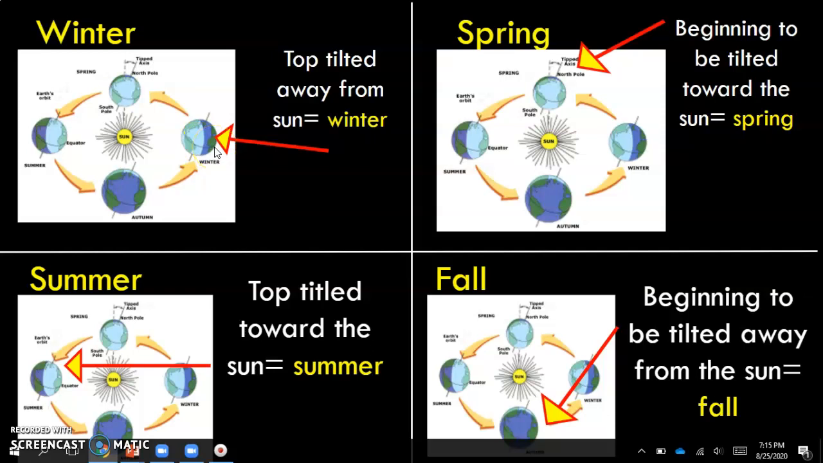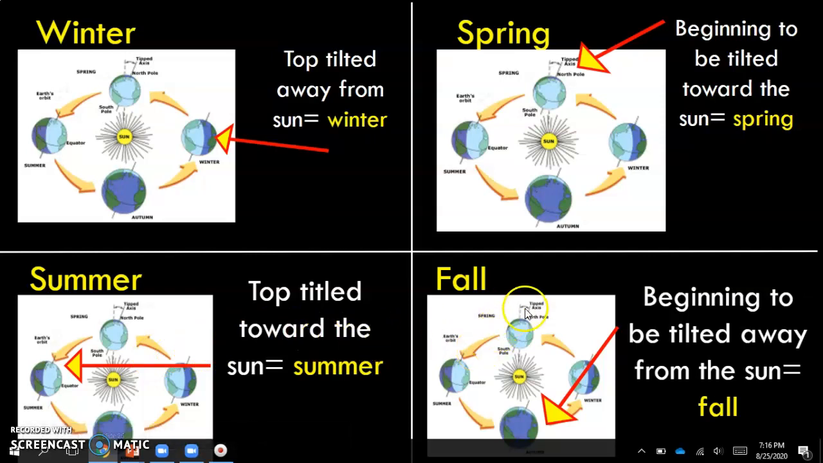These four examples are based on our experience in the northern hemisphere. Again, the northern hemisphere here is tilted away from the sun, so we are having winter at this position. Then if we move here, as we are moving along in our revolution around the sun, because of the tilt of the axis, we are starting to tilt towards the sun, so temperatures are going to warm up and we're going to have our spring. As we continue in our revolution, eventually our northern hemisphere will be tilted towards the sun and will be receiving large amounts of solar radiation, leading to very warm temperatures.